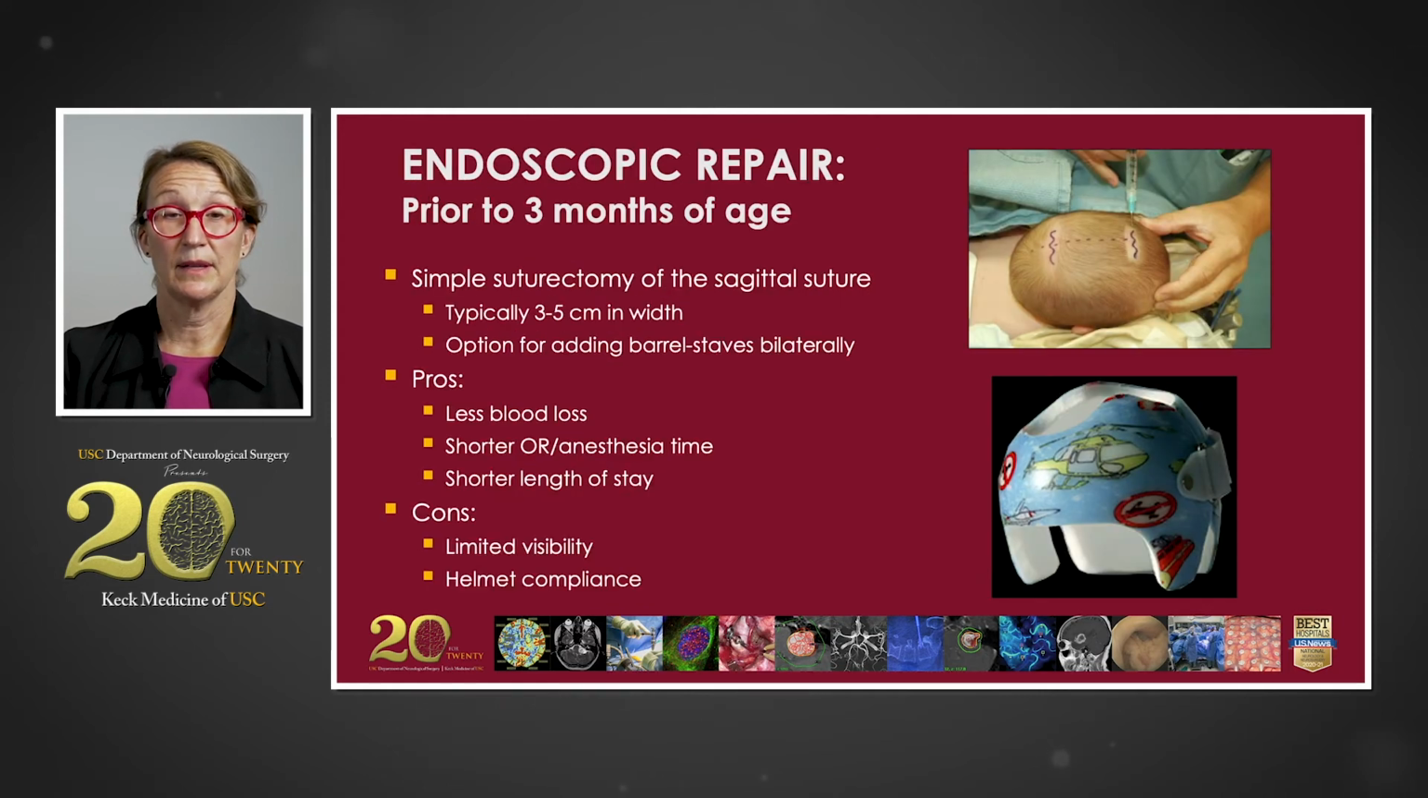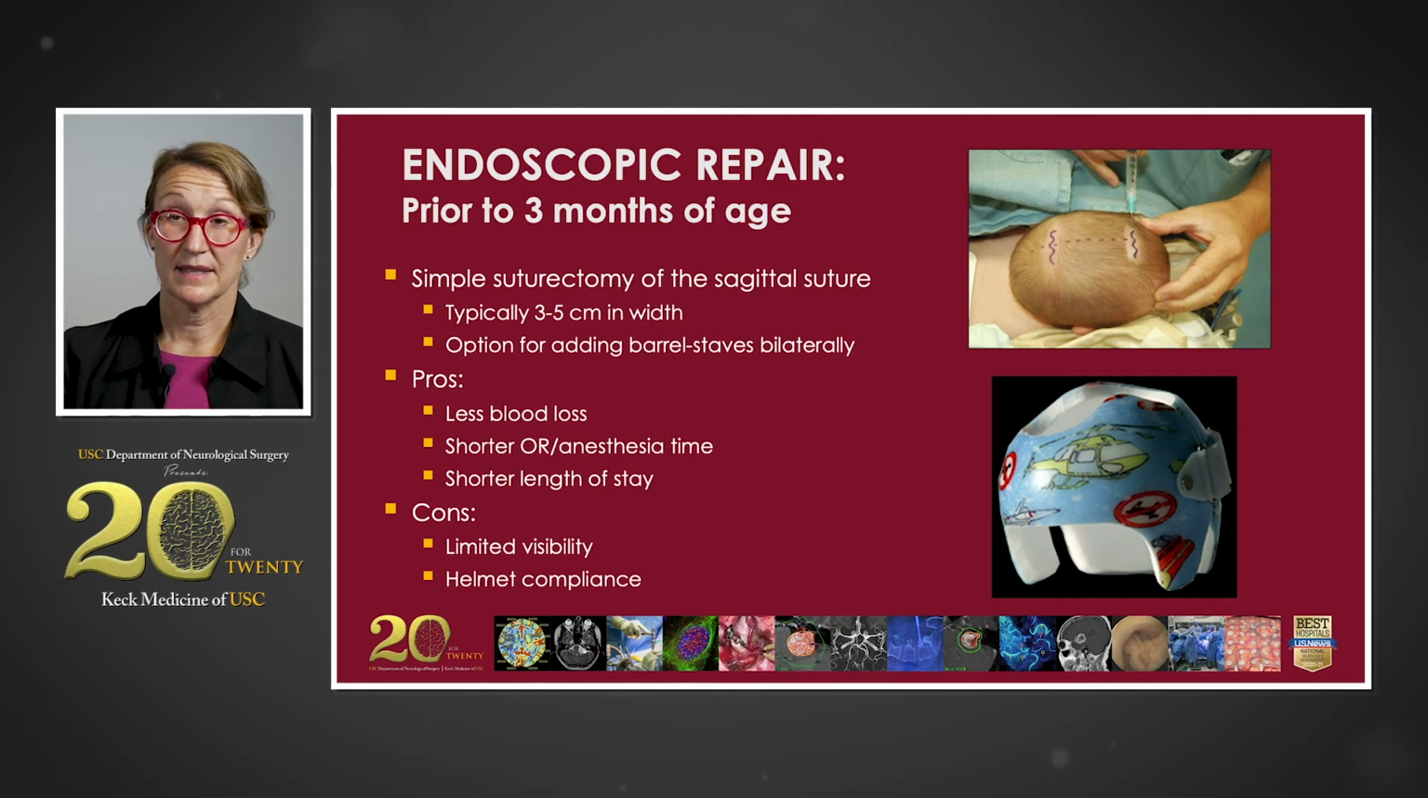This is an example of an endoscopic repair, which is typically done prior to 3 months of age. It's a simple suturectomy of the sagittal suture. The width of the suture that's removed is approximately 3 to 5 centimeters, and there's an option for adding barrel stave osteotomies bilaterally. The advantage of this approach is less blood loss in a young infant, a shorter operative time, as well as anesthesia time, and a shorter length of stay.